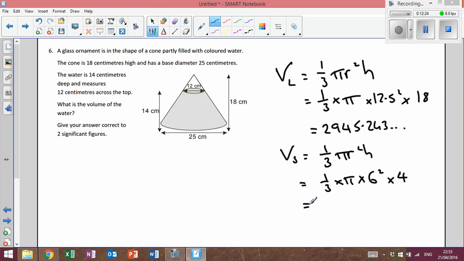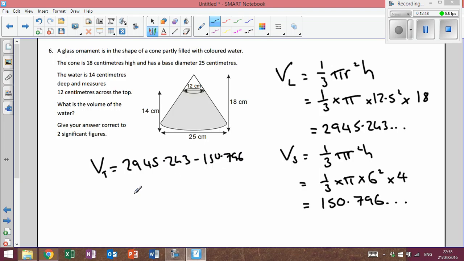Don't just jump in and use 14 because it's the other number. Okay, so we'll go back to our calculator. 6 squared times 4 at the end this time, which is 150.796 and so on. So the volume total for the answer is 2945.243 subtract 150.796.